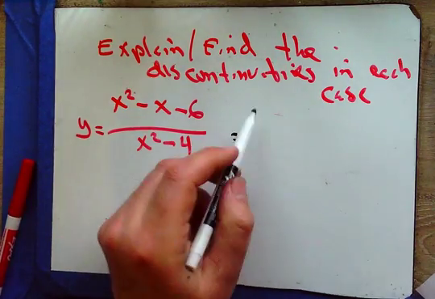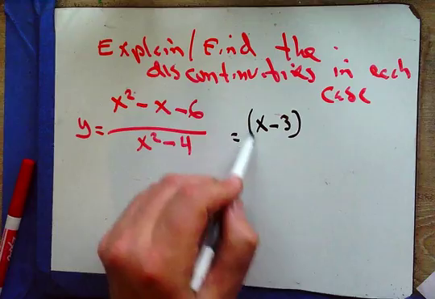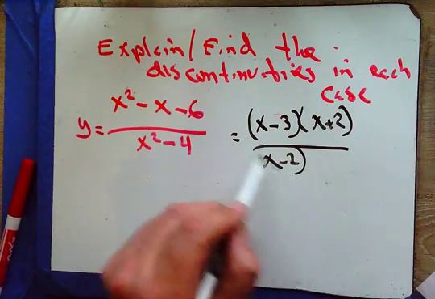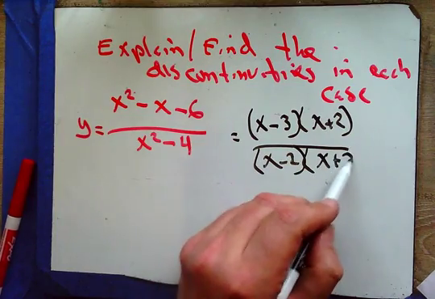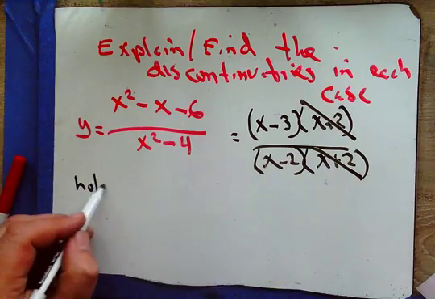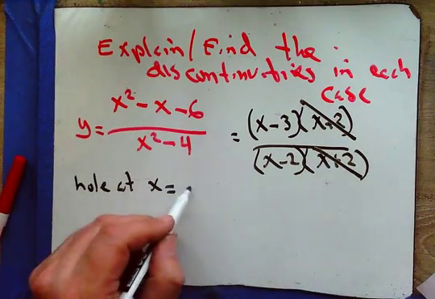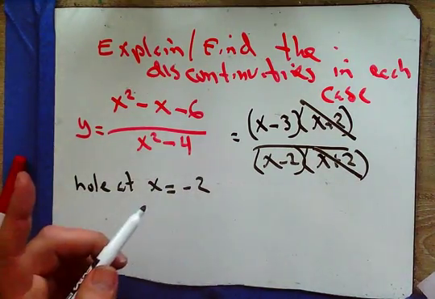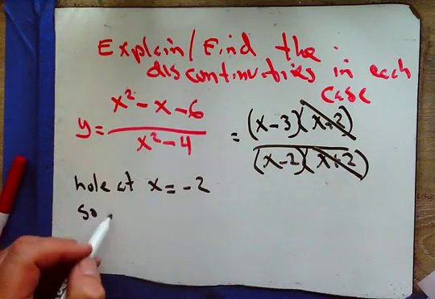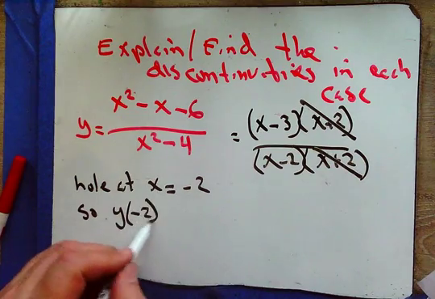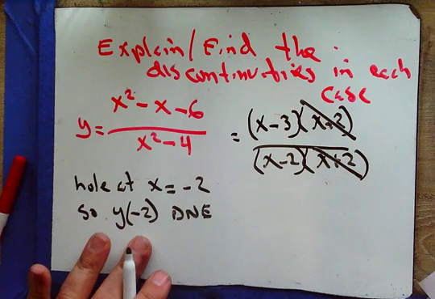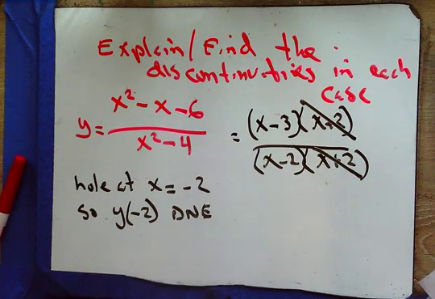So I notice that the top is factorable as x minus 3, x plus 2, and I notice that the bottom is factorable as x minus 2, x plus 2. So these cancel, which means I have a hole at x equals negative 2. Now, a hole is, so y of negative 2 does not exist. I need that point to exist for continuity. The point doesn't exist there.